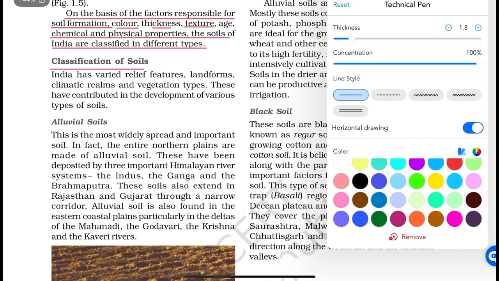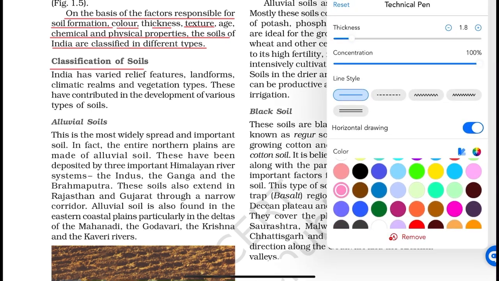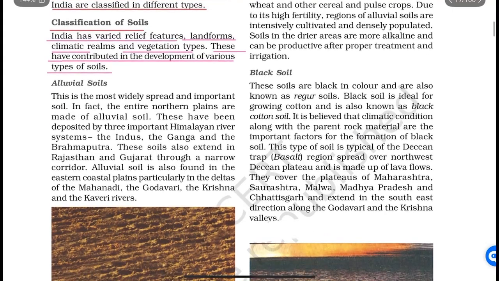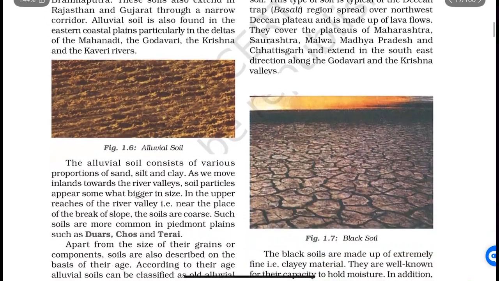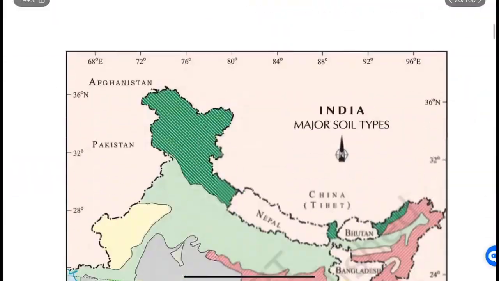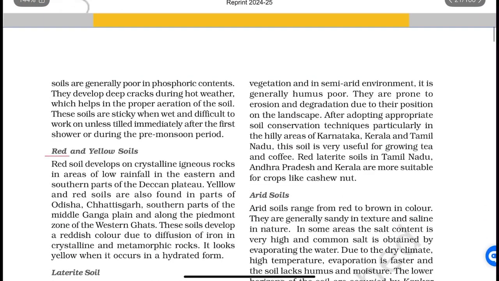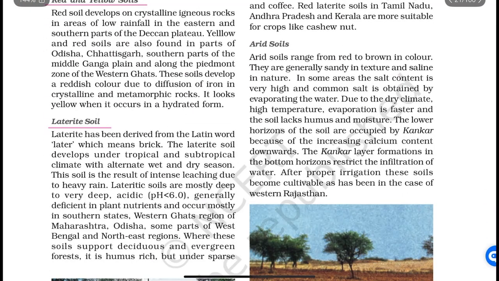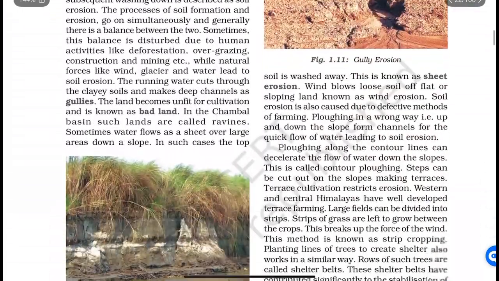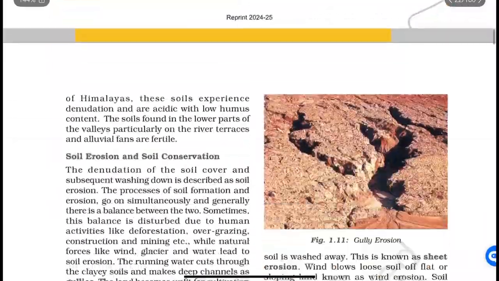Classification of soils. India has varied relief features, landforms, climate, and vegetation types. These have contributed in the development of various types of soils. So, first is alluvial soil, and second is black soil, third is red and yellow soil, fourth is laterite soil, next arid soil. And then types of soil are finished.